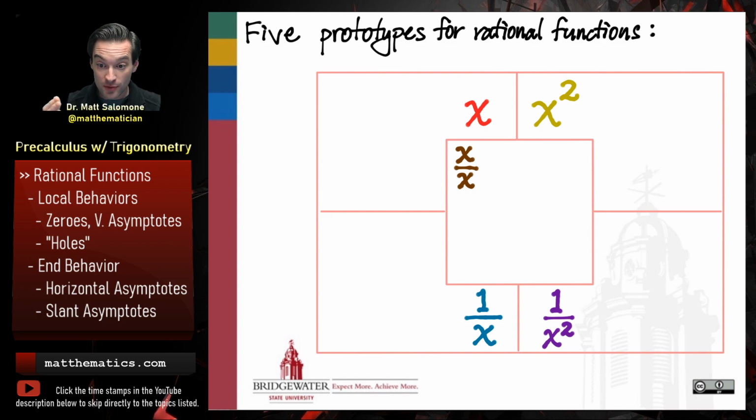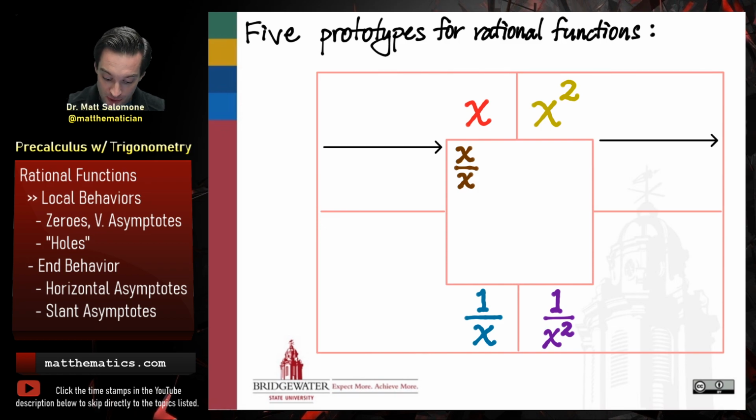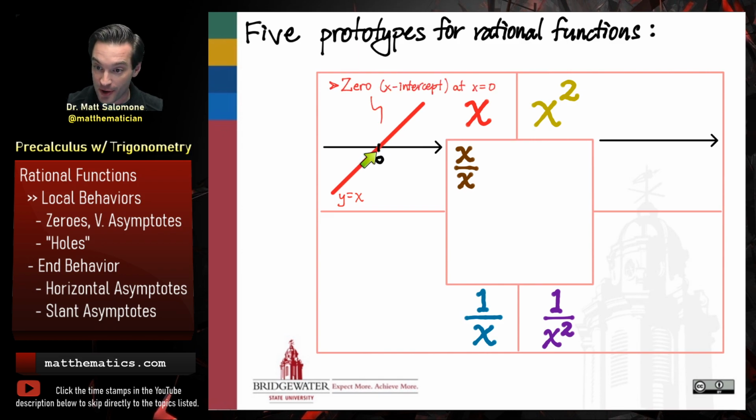And what we want to first understand is what local behavior, so that's what I'm most going to be concerned with initially, what local behavior do these prototypical rational functions have that we'll be able to then generalize when we look at the local behaviors of other rational functions down the line. So f of x equals x. It has local behavior that we are pretty well familiar with, right? It has an x-intercept here at x equals 0. And at that x-intercept, my graph, y equals x, crosses through the x-axis.